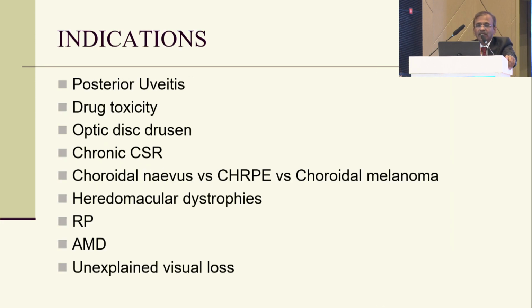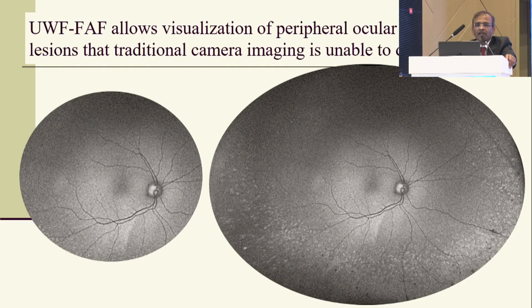Stargardt disease. So in all these situations, autofluorescence is important. It is also important in uveitis, drug toxicities, optic nerve drusen, chronic CSRs, in choroidal nevus, macular dystrophies, RP, AMD, and in certain cases of unexplained visual loss, it will be very helpful. And now we'll be seeing some examples of all these.